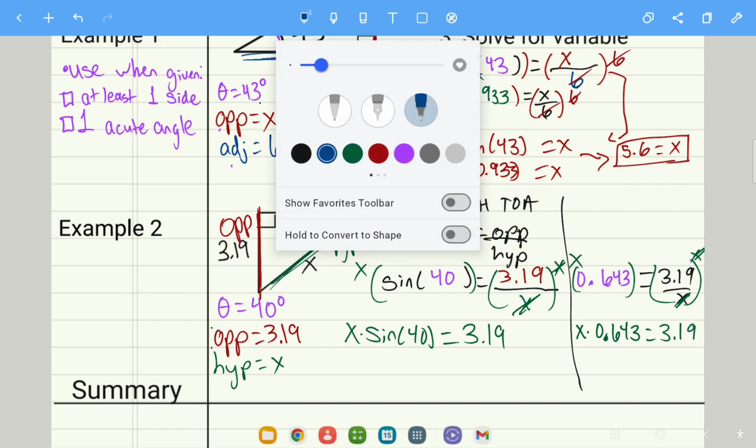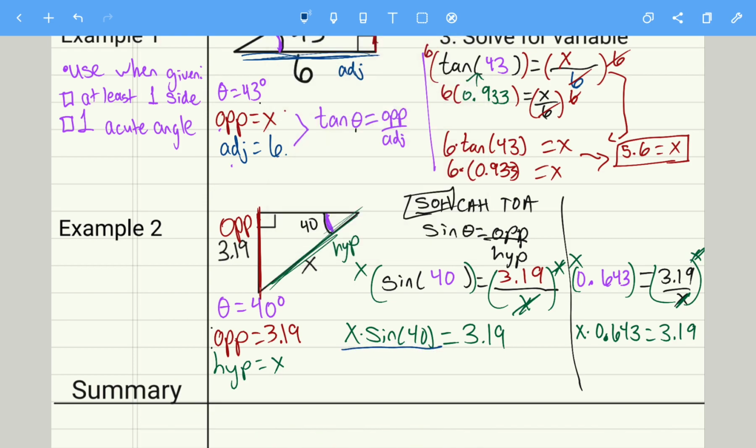Now to get x alone, we divide by our sine of 40. And I hope you have more space than I do. And you'll do that on both sides of the equal sign. And on the right-hand side, if you took care of that sine 40, that's just 0.643. That cancels that out. So you get x equals whatever this is. And that is 4.96. So x equals 4.96, no matter which way you do it.